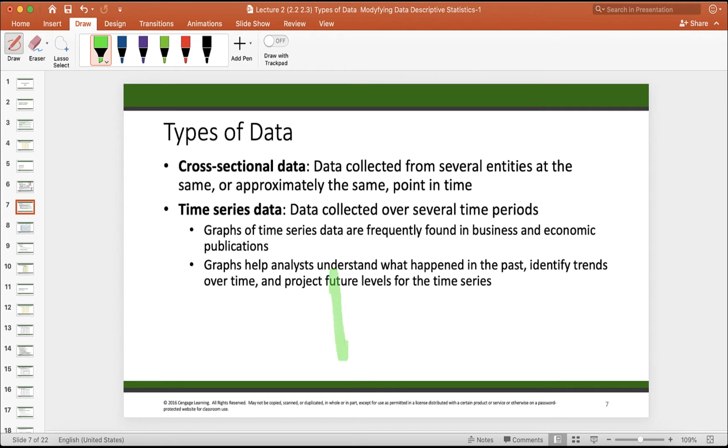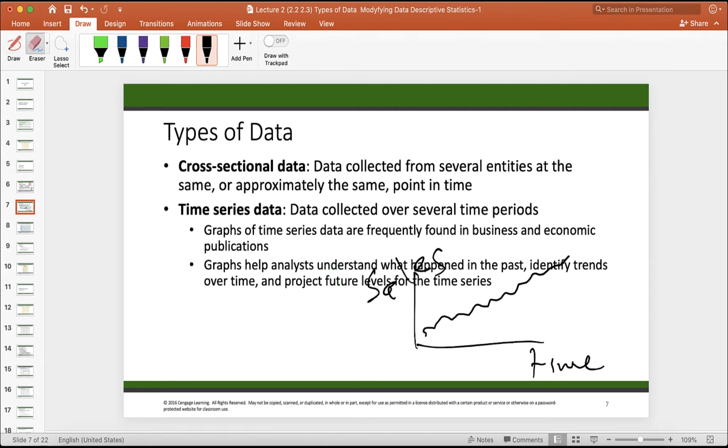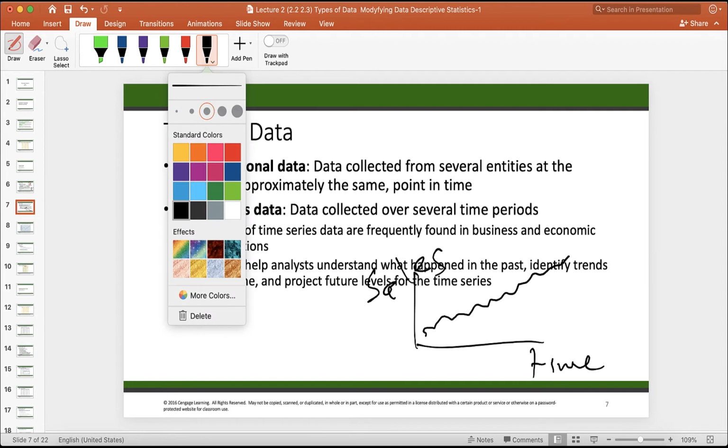So basically, if I'm looking at my sales, suppose I've got a pizza place nearby and this is time. Time series data would be looking at my sales over a period of time. Hopefully my sales are increasing. I can look at that. I can understand what happened in the past, and hopefully it's going to help me predict what's going to happen in the future.